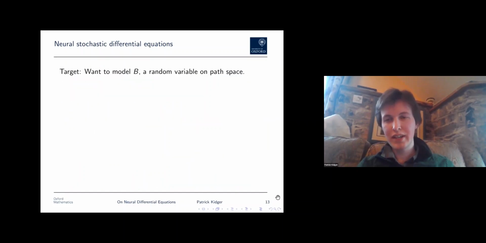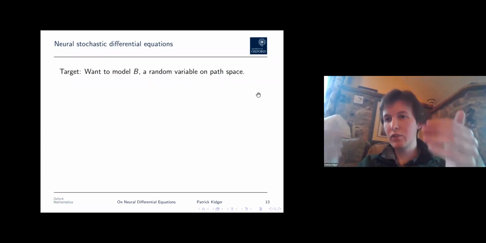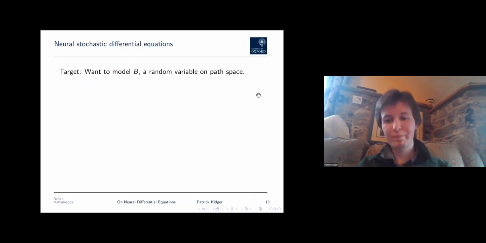So let's do that. Let's write that out. We want to model some B, some random variable on path space. For example, I've looked out into the world and I've obtained a time series. And I've looked out into the world and got another time series, and another. I do it lots and lots of times and I get some distribution over time series.